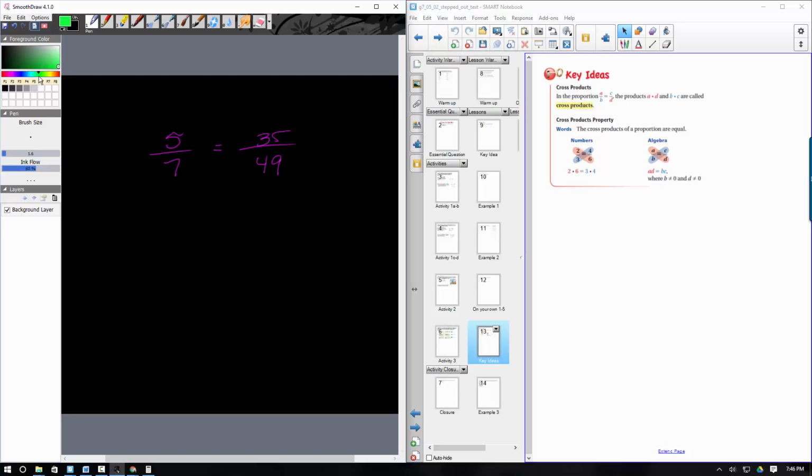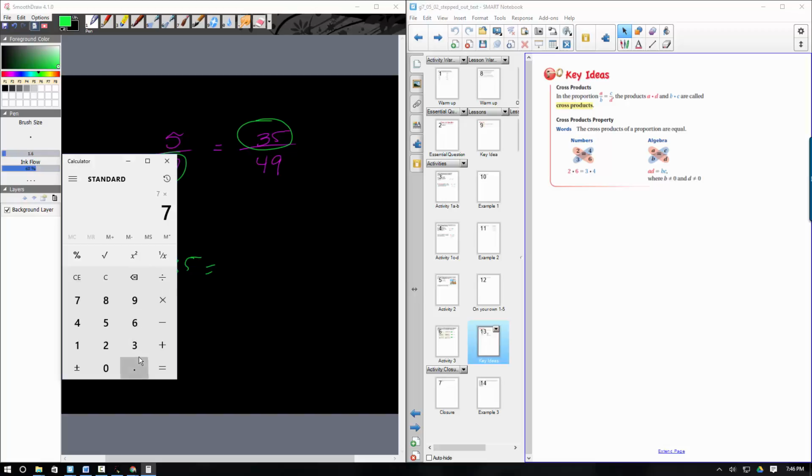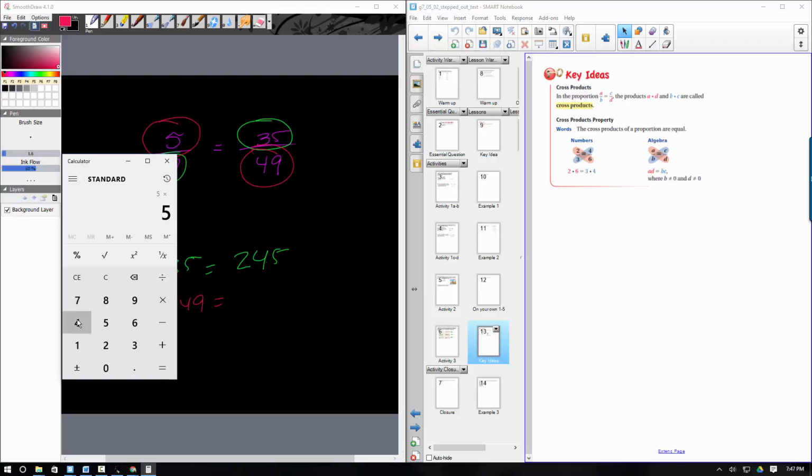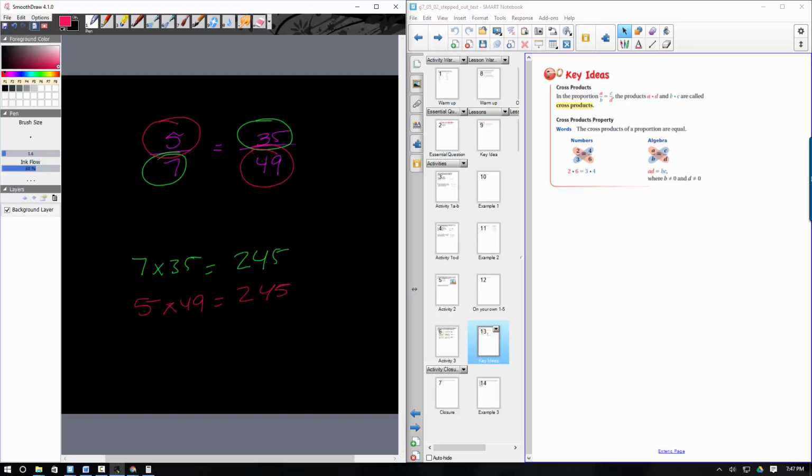You could do something called the means and extremes, which means I take this one down here and I multiply it by this here. So I'm going to take 7 times 35, and I get 245. So I'm going to write that down, 245. And if they're equivalent to the other one, I'm going to circle this. If I take 5 times 49, I also get 245. If these numbers are the same, it is absolutely proportional, and that's a really good way to figure it out quickly.